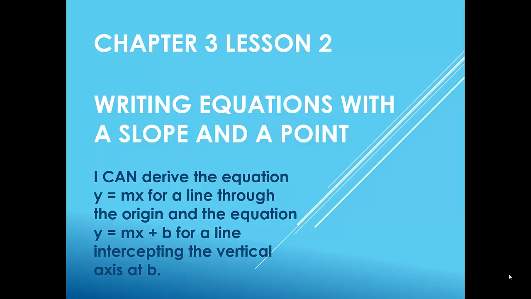Lesson is on writing equations with a slope and a point. After today, you will be able to derive the equation y equals mx for a line through the origin and the equation y equals mx plus b for a line intercepting the vertical axis at b.